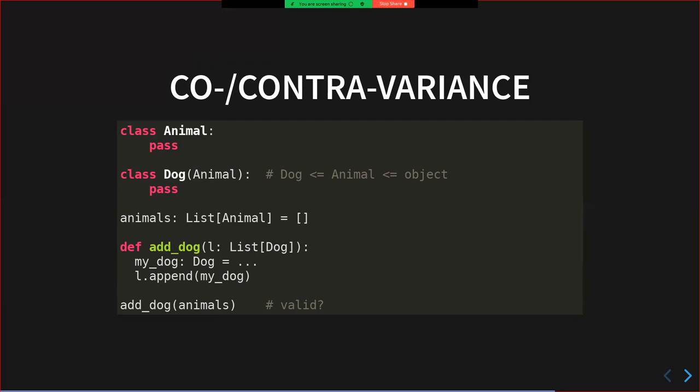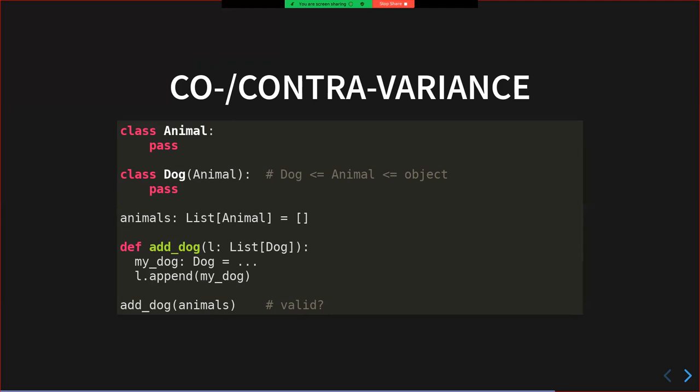So the next weirdness is covariance and contravariance. I've encountered this in other languages, but for some reason I've encountered it more in our Parcel code base than I have in other languages. What do I mean by co and contravariance? Say I have a class of animals, and then I have a subclass of animals called dog. So a dog is a type of animal, and an animal is a type of object. If I have a list of animals, it's the empty list, and I can make a function called add dog, which takes a list of dogs, and it's going to make a new dog and append it into the list. Is it valid to pass in a list of animals into this function?